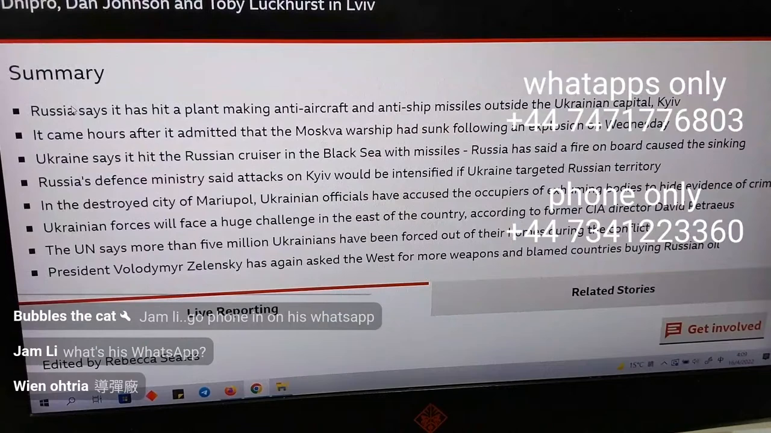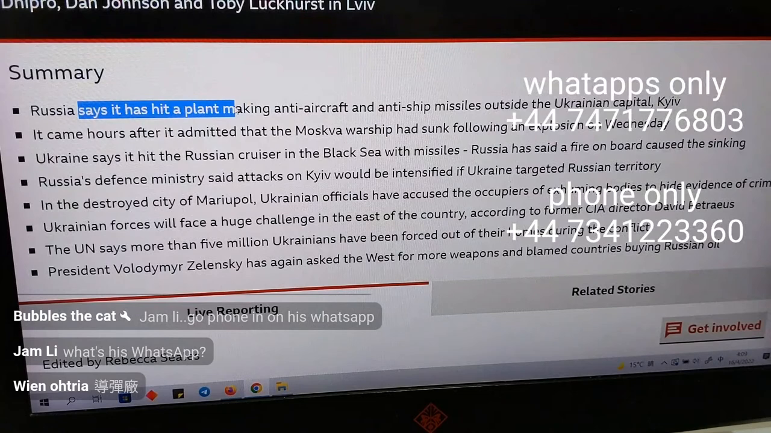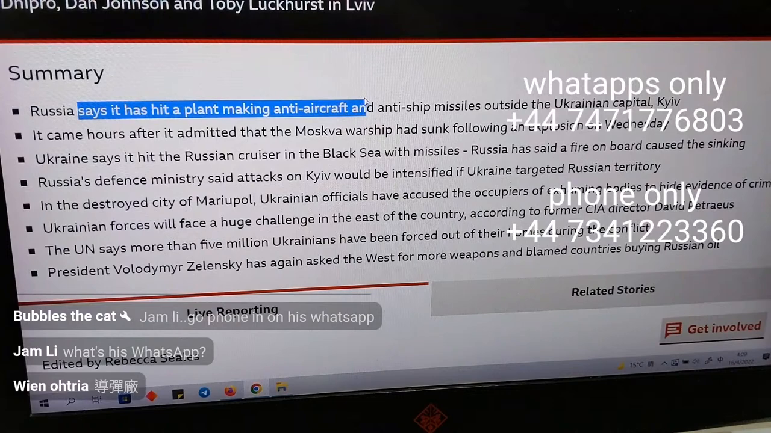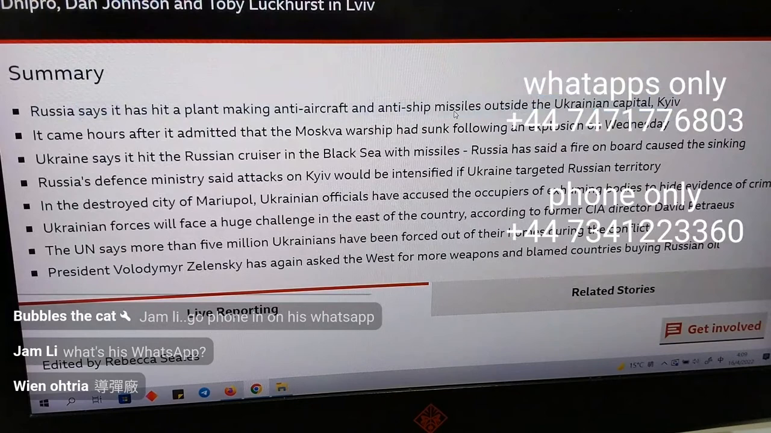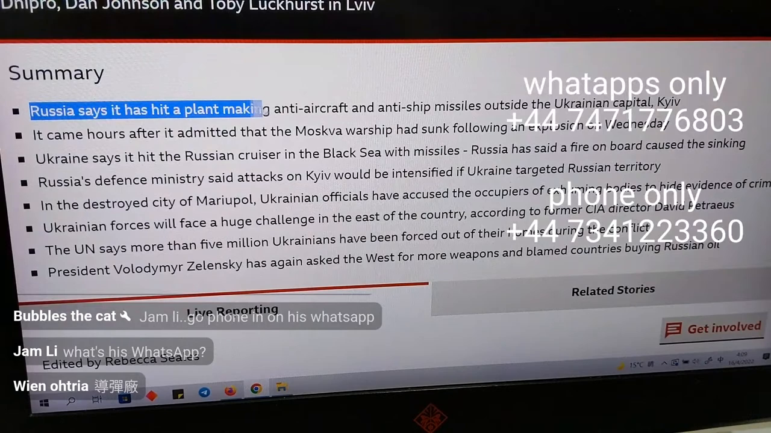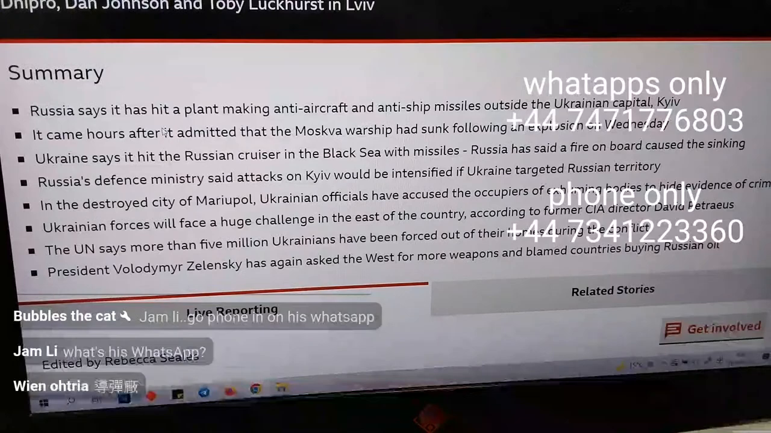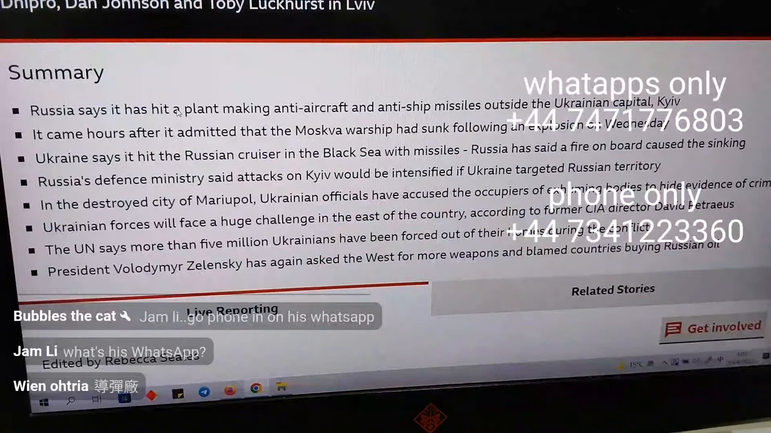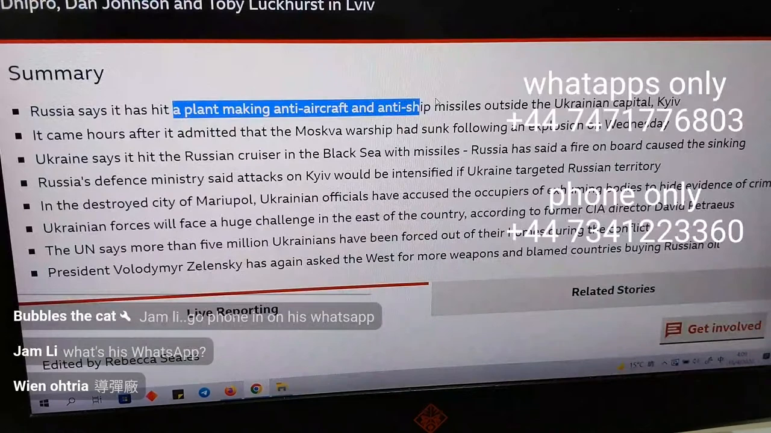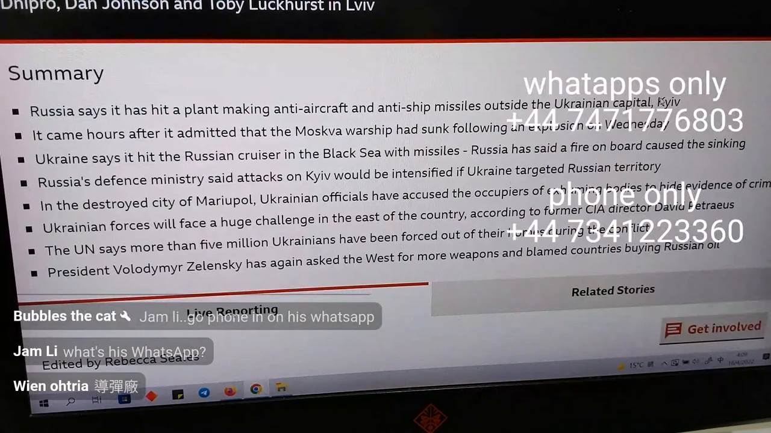Russia says it had hit a plant making anti-aircraft and anti-ship missiles outside the Ukrainian capital, Kyiv. Okay, that means 即係俄羅斯啦, 佢就話佢哋係打中咗一個製造反飛機、反戰機、反潛艇嘅導彈嘅製造工場係嘛? Outside the Ukrainian capital, Kyiv, 喺 Kyiv 嘅導彈廠。It's very good.